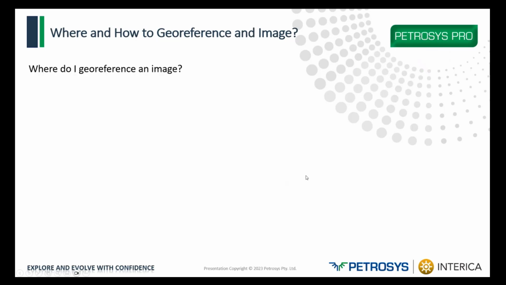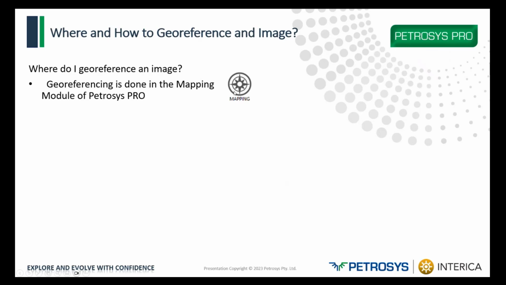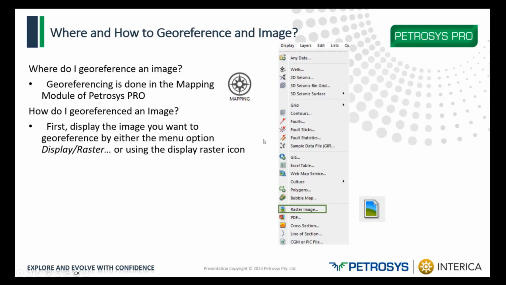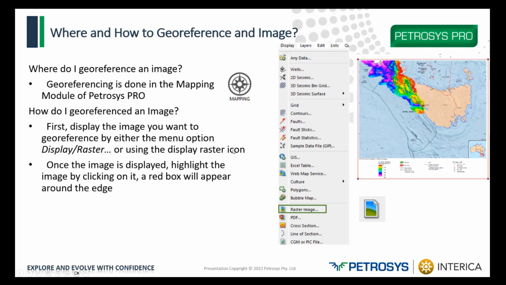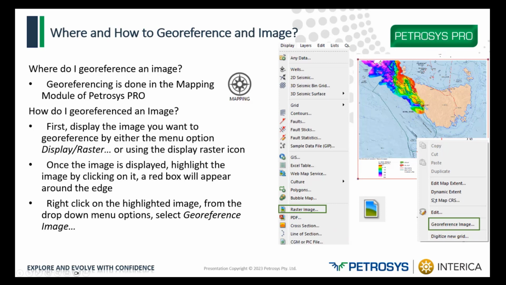So to georeference an image in Petrosys, we start off by opening up the mapping module, and we can then display that image in the mapping module. So display raster image, or select the display image icon. And then once we've displayed that image in the map, we click on that image to select it so that the red box appears around the outer edge of the image. And then right click on that image, and from the drop down menu, select georeference image.